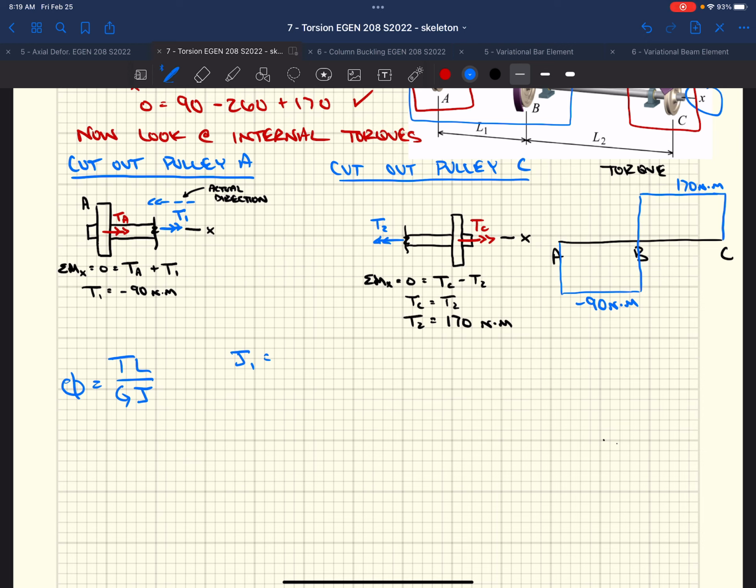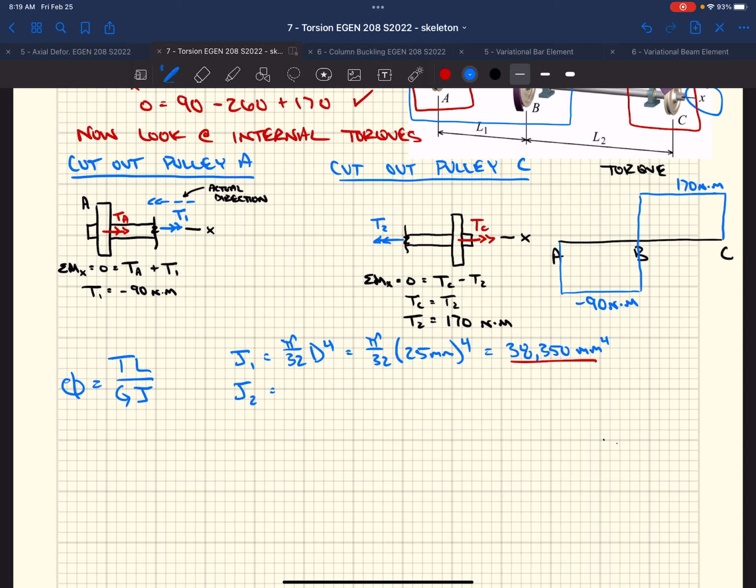We know, based on the previous notes, the polar moment of inertia of a solid shaft is pi over 32 times d to the fourth. That means for shaft 1, that's pi over 32 times 25 millimeters to the fourth. Well, that's 38,350 millimeters to the fourth. We're going to need that.